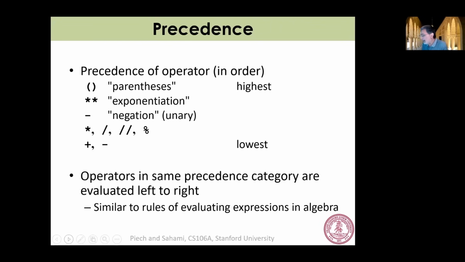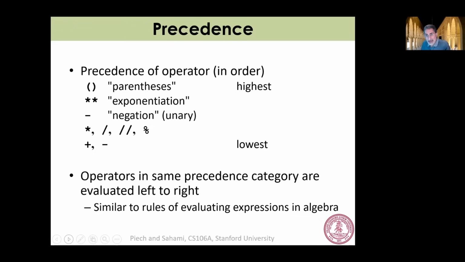And as I mentioned, operators in the same category of precedence are evaluated left to right. And you might look at these rules and say, these look kind of familiar. Aren't these the rules of precedence in algebra more generally? They are. So if you're a fan of algebra and you're comfortable with that, that's pretty much the same way it works in Python. So now you know that's precedence.